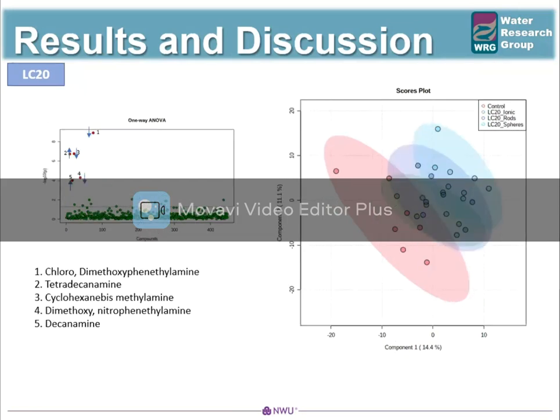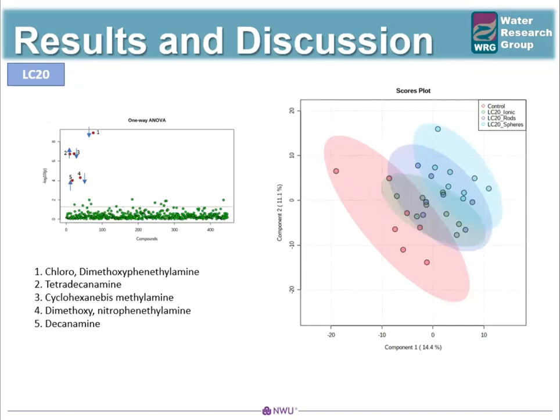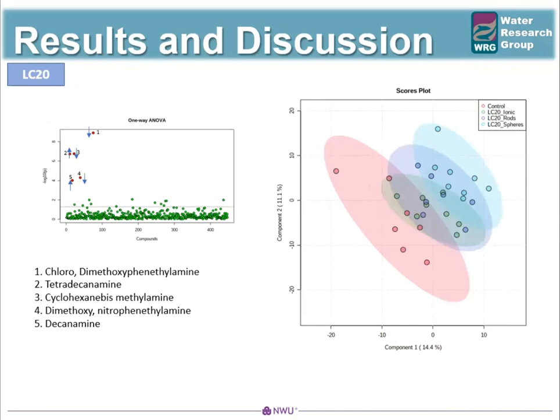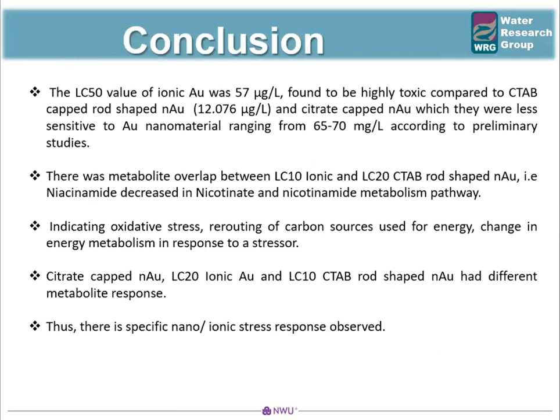During LC20, metabolites 2 and 5 showed a significant increase, whereas the rest of the metabolites showed a significant decrease when compared to the control. On the other hand, the PLSDA diagram showed distinct overlap between LC20 treatment groups.